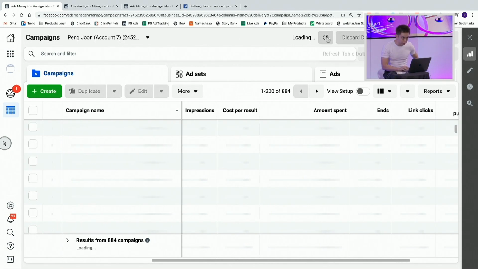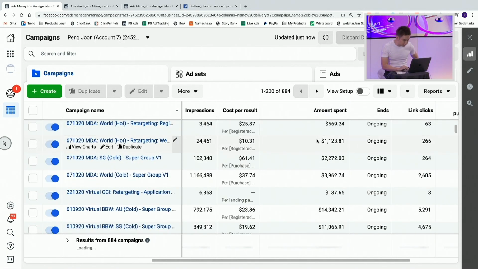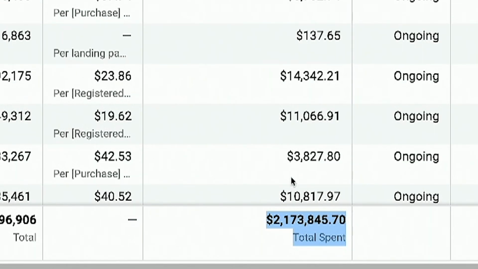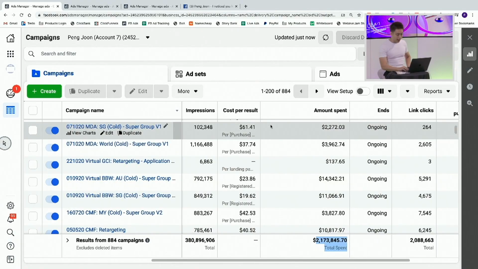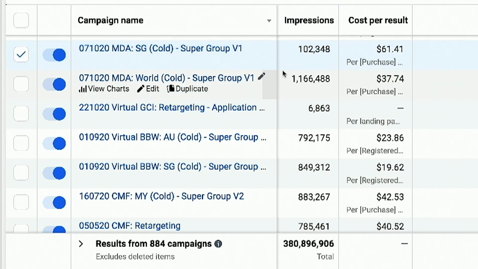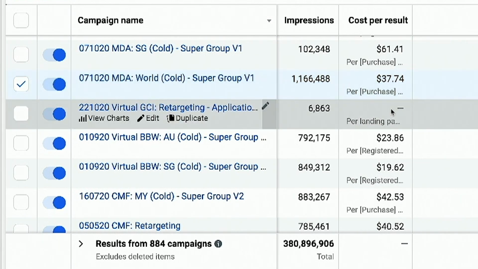First of all, let me just refresh this to get you some of the latest numbers as well as data. Okay, so as you can see here from this ad account, we have spent literally over $1 million on this ad account alone. And if you take a look at every single campaign, we are always tracking a very important metric, which is the cost per result.